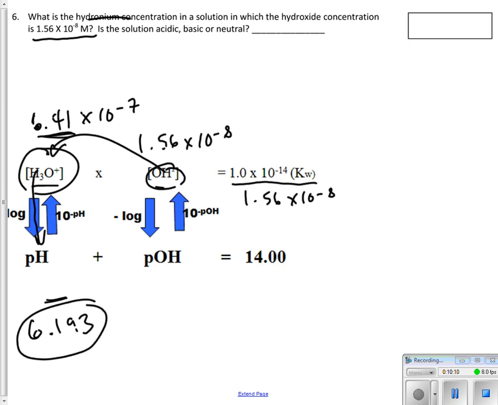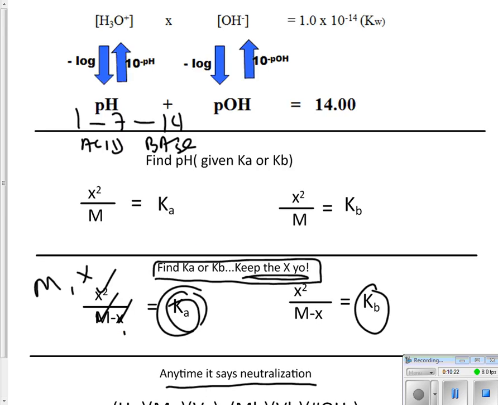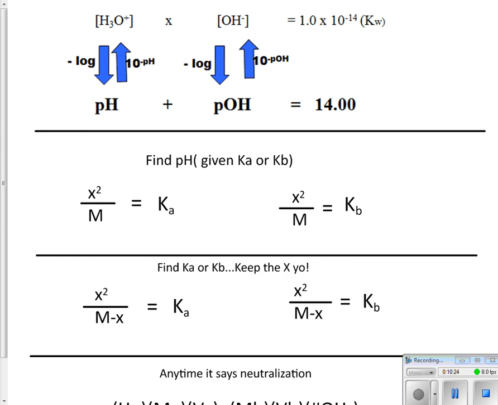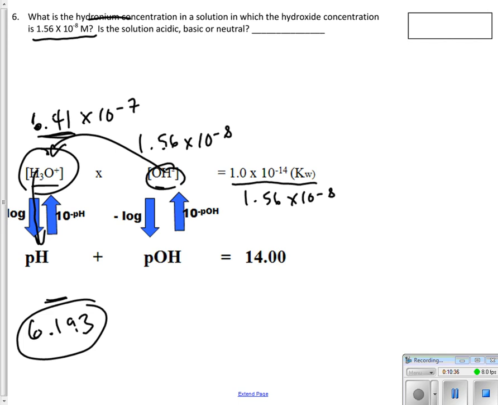Find the pH of a 0.425 solution of acetic acid, and they give you a Ka. This is the example I was telling you about right here. This is what they're asking you to do. Find pH, and you see a Ka or a Kb given in the problem. Ultimately, it's always going to be x squared divided by molarity is equal to Ka. So let me do a quick little ice table. You're going to get the same thing every time.